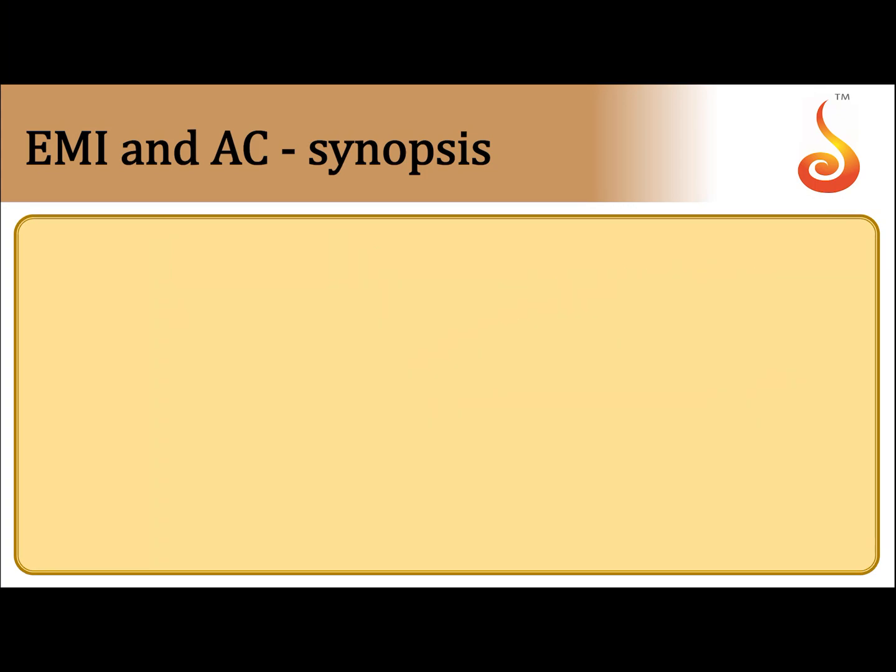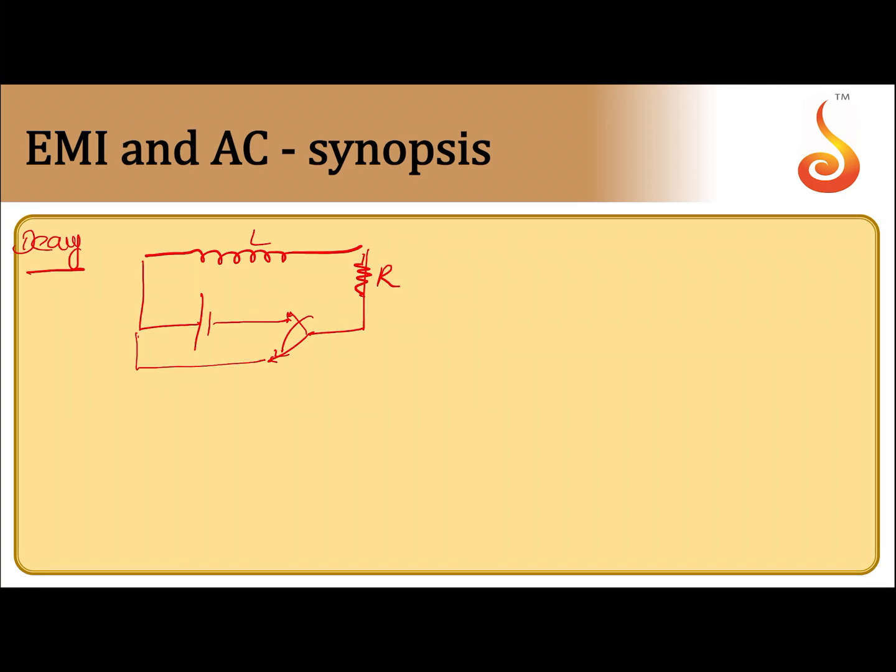Suppose such a circuit is now allowed to undergo decay. Means now the same circuit which was connected here, we had closed the key here. So let's assume that now the key is thrown to this position, and we are allowing it to undergo decay. That means whatever energy was stored in the inductor is now decaying.